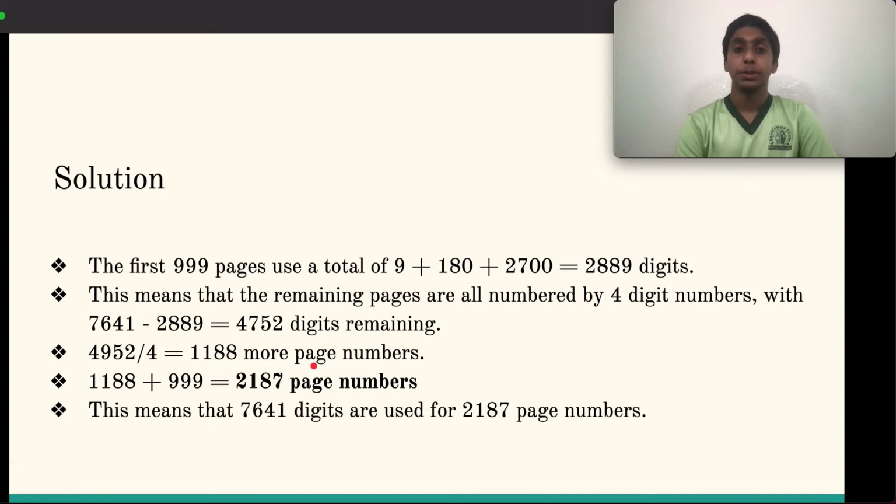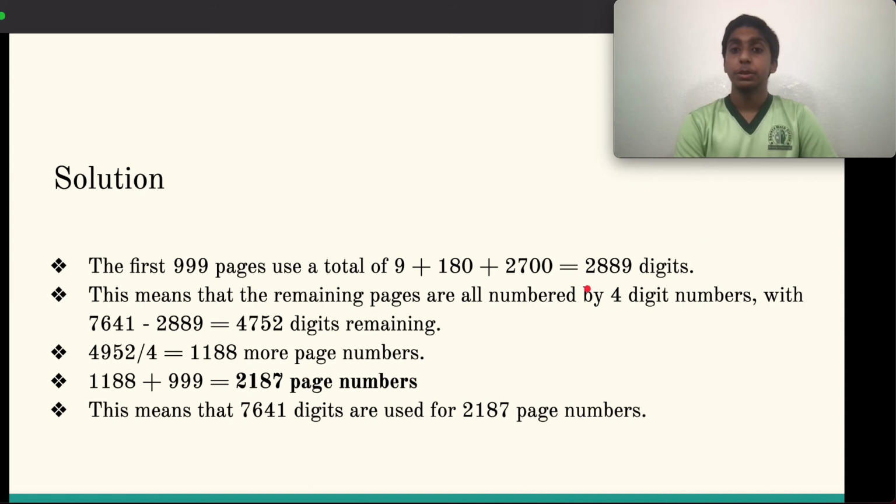1,188 more page numbers. So many people will just stop here and say, okay, so there's 1,188 page numbers in this book. But that's wrong, because you need to add up these digits that you found in the beginning. Remember, so this is for all the remaining pages, but the first 999 pages use this many digits. So you need to add that in to your total.